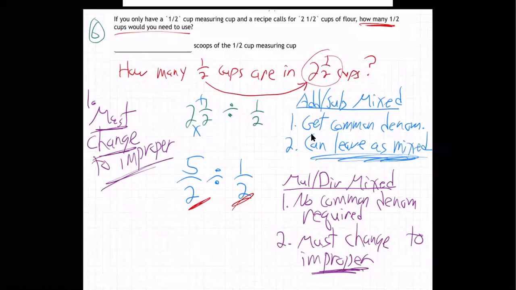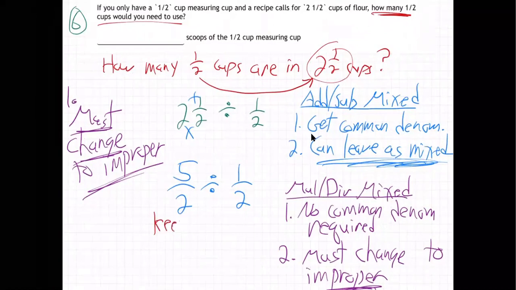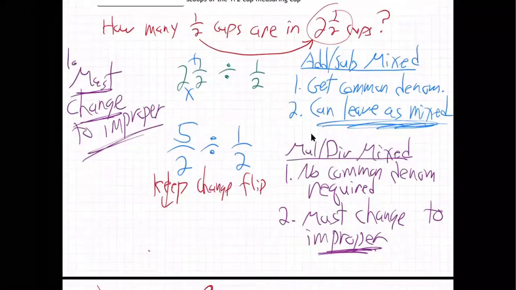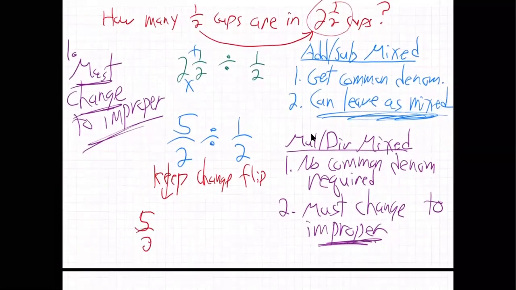Okay. So what do we do here? What are we going to do now to divide these? Remember from the video, at least that's what I call it: keep, change, flip. So I keep the first one the same, 5/2. Keep that first one the same, change the division to multiplication, and flip the one on the right.